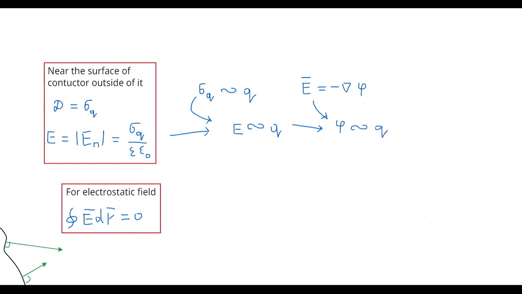And this dependence can be written with a simple formula, that Q is equal to some coefficient C multiplied by electrostatic potential, or it can also be written in another way.